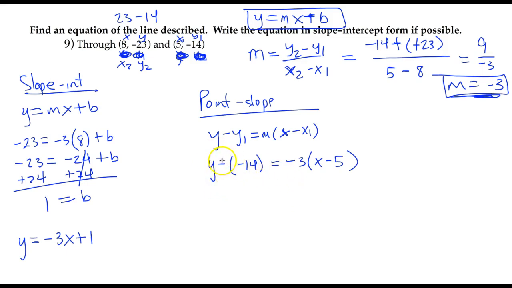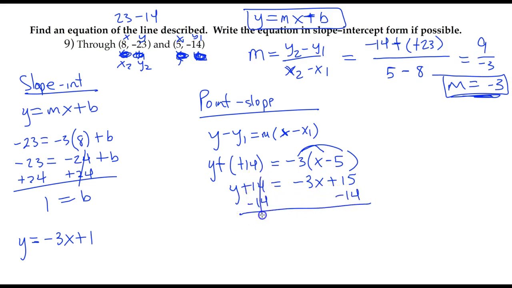Now, finishing this, we know that subtracting a negative is the same as addition. So that'll be y plus 14. We distribute our negative 3 across. So it's negative 3x plus 15, because again, a negative times a negative is a positive. And then here we just solve for y. We get y by itself by subtracting 14 from both sides. 14 minus 14 cancels to 0, and 15 minus 14 is a positive 1. And so you see we get the same answer no matter whether we use the slope-intercept form to find the equation of a line or we use the point-slope form.